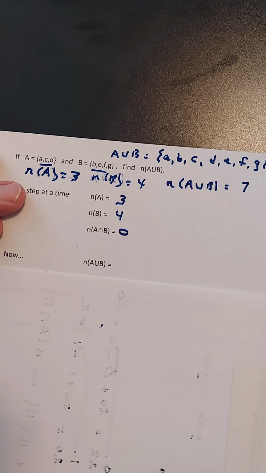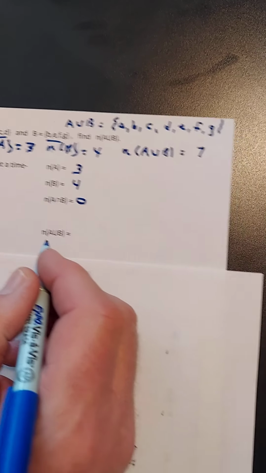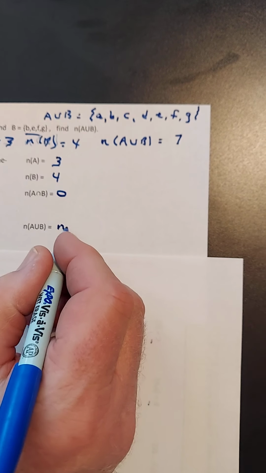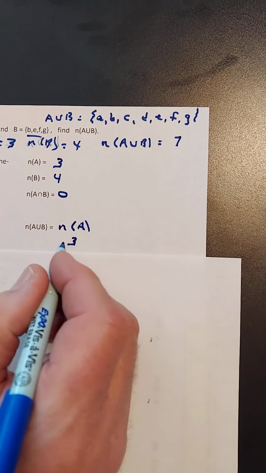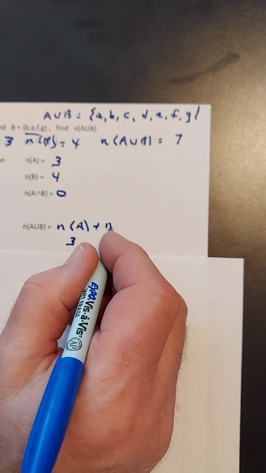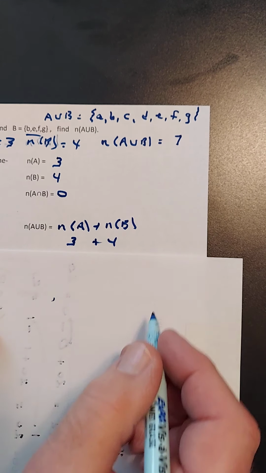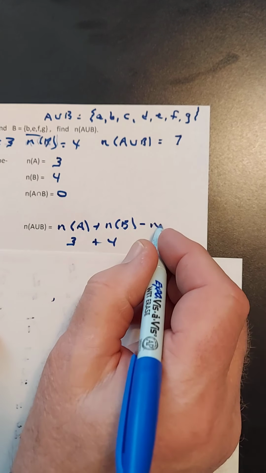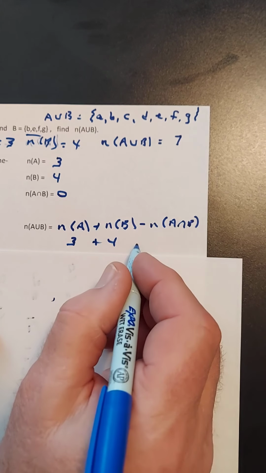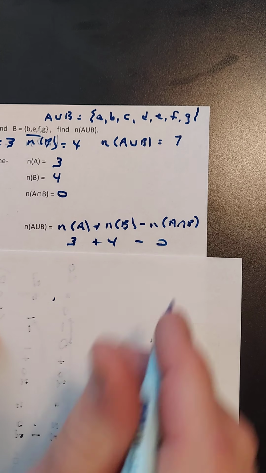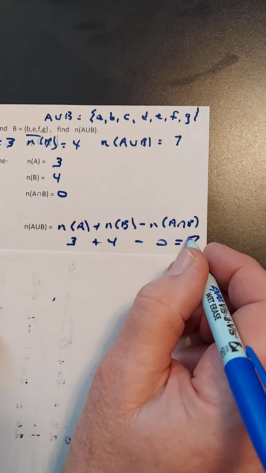So if we use the formula, the number in A union B will be equal to the number in A, which we now know is 3, plus the number in B, which we know is 4, minus the number in the intersection, which is 0. 3 plus 4 minus 0 is 7.